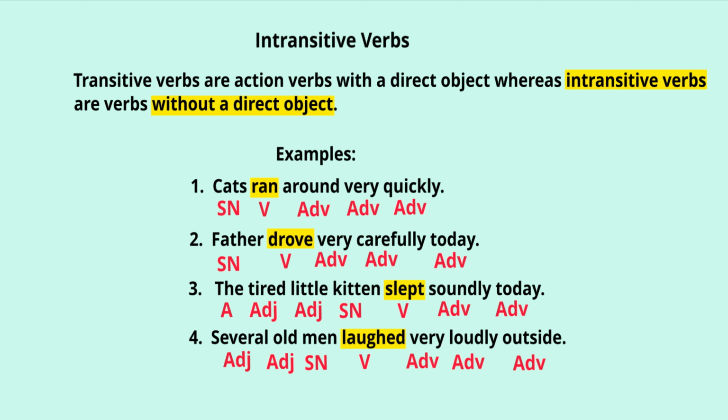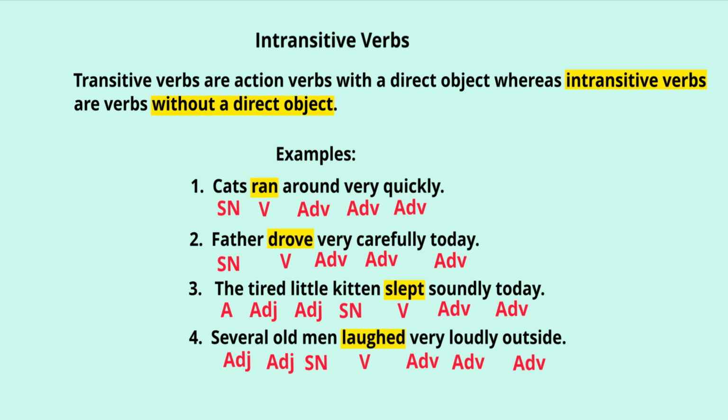Cats ran around very quickly. So cats is a subject noun, ran is the verb, and we are describing ran as around very quickly. So around is an adverb, very is an adverb, and quickly is also an adverb. Here, ran is an intransitive verb because we don't have a direct object in this sentence.